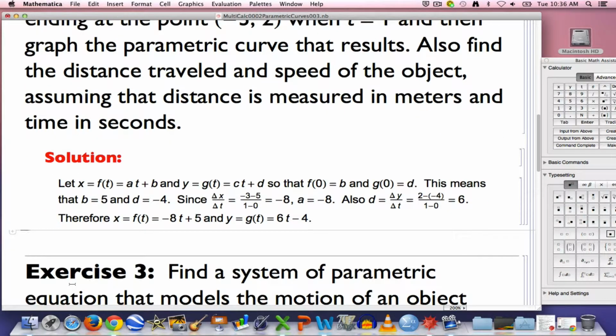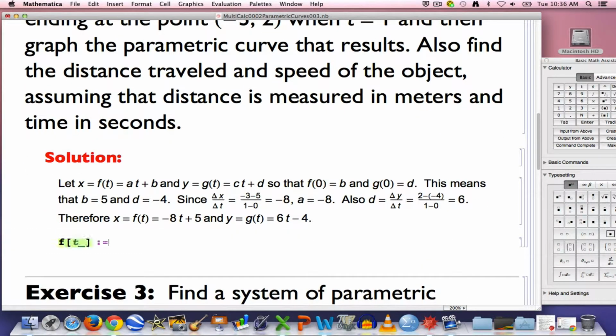Let's now use Mathematica to model this. I'm going to type in the functions. F of t is negative 8t plus 5. G of t is 6t minus 4. I've talked about how to enter functions into Mathematica before. I will again emphasize that I can create a point-valued function if I like. C of t, which is f of t comma g of t, inside a list in Mathematica, and you specify a list with these curvy braces here.